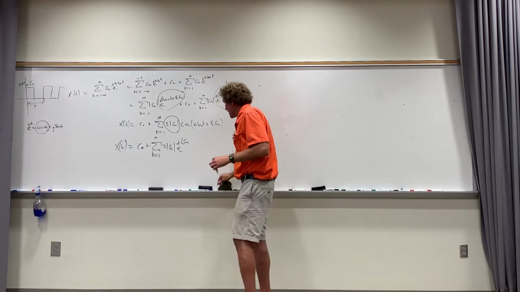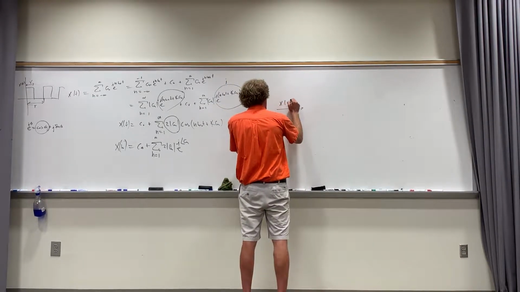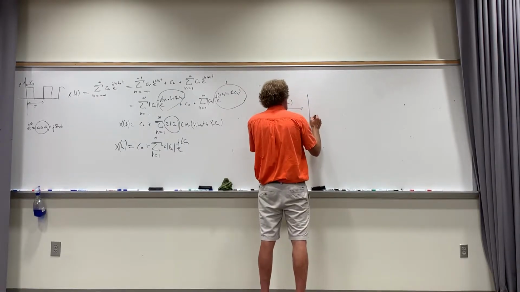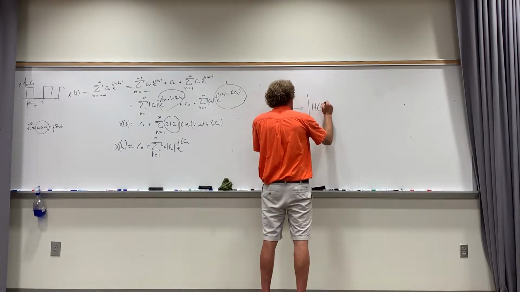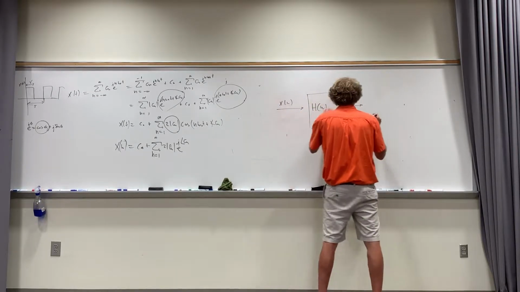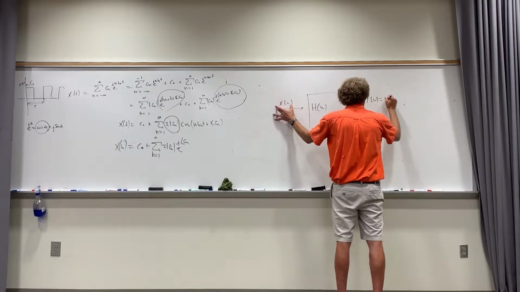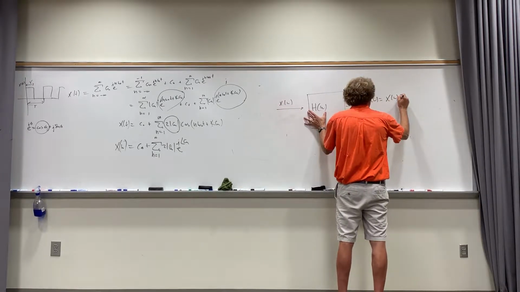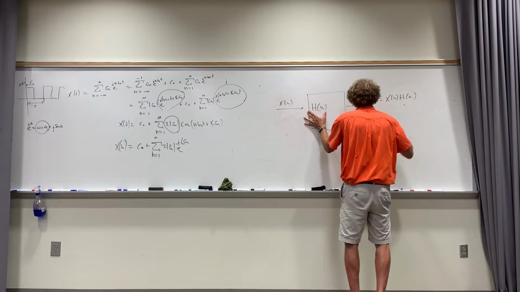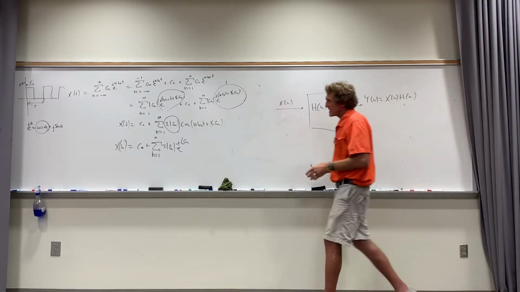But now, if this was my X of omega, and I put it into a system, I'm using a block diagram here, where we knew the input-output relationships are related by X of omega, I could get Y of omega by just multiplying X of omega by H of omega. And I think everybody can appreciate that. You all with me?